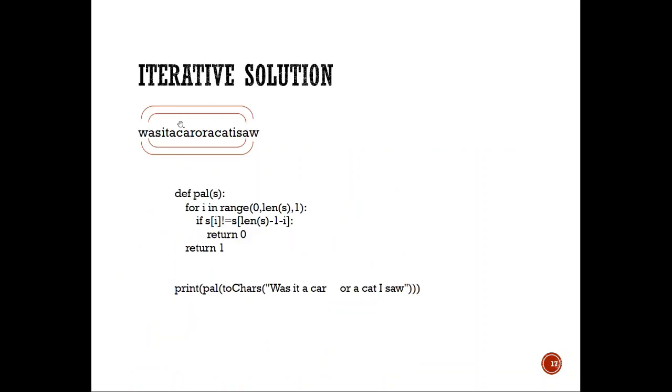Now for the iterative solution, we always check if the character at index i is the same as the character at index length minus 1 minus i. If it is, we return 0, else we return 1. So if any character is different, we return 1. If all of the characters are the same, we will return 0.